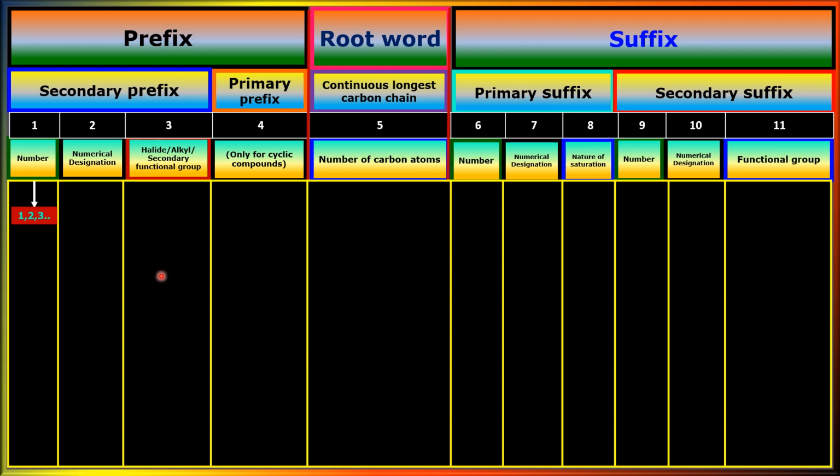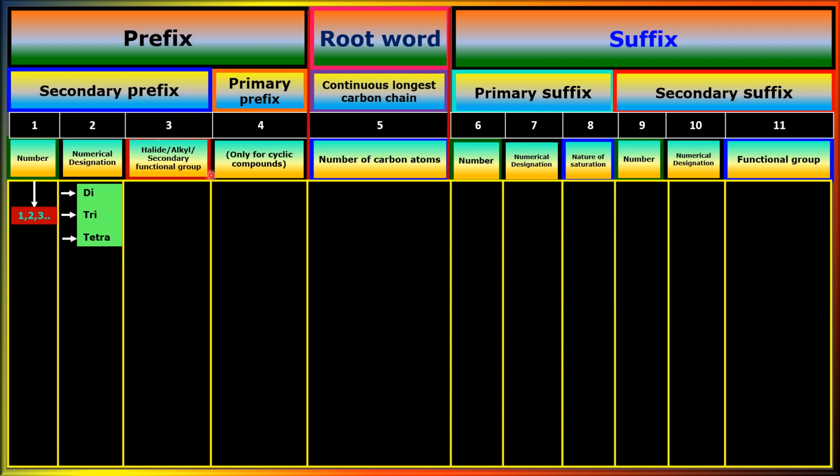Number. Number is nothing but number prefix. This tells about to which carbon atom of the compound the substituents or secondary grade functional groups are attached. Next, numerical designation. It is also called numerical prefix. When the same substituent or secondary grade functional group is repeated twice, thrice, etc., it is denoted by di, tri, tetra, etc.